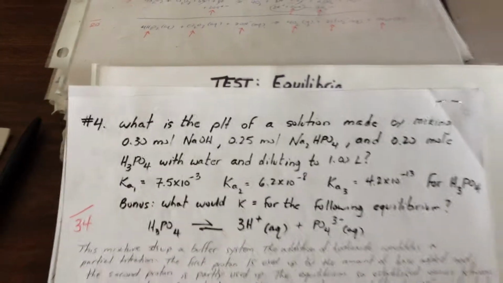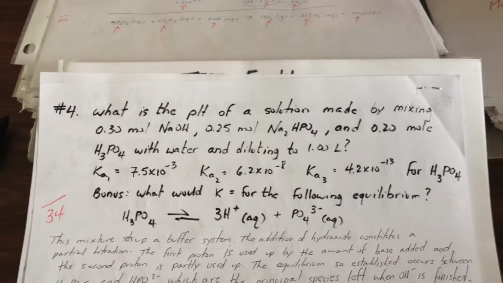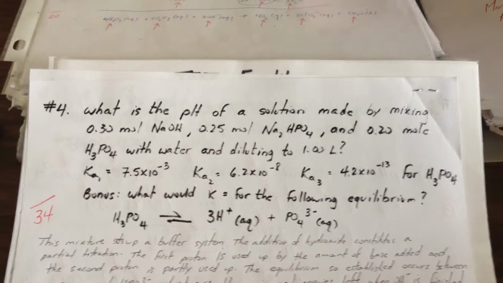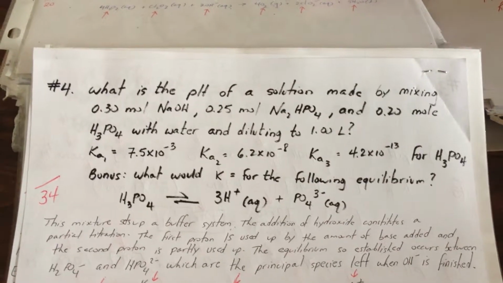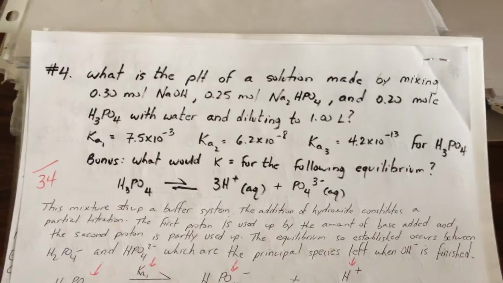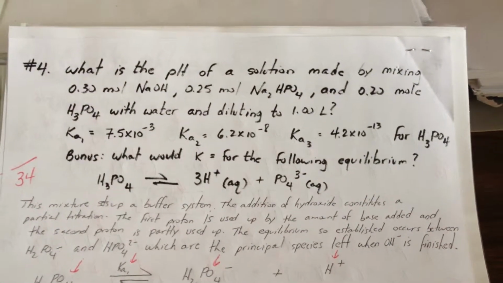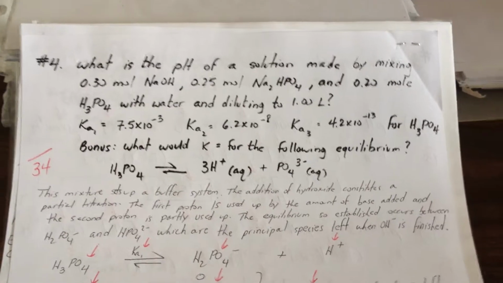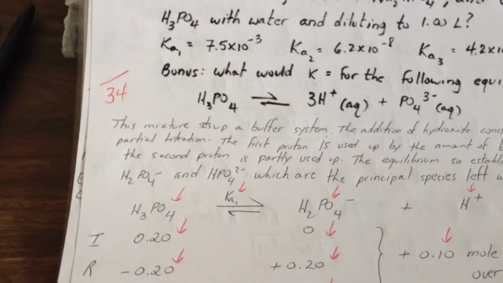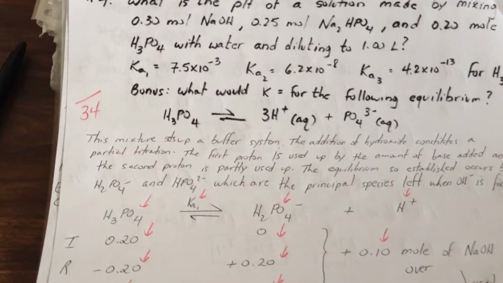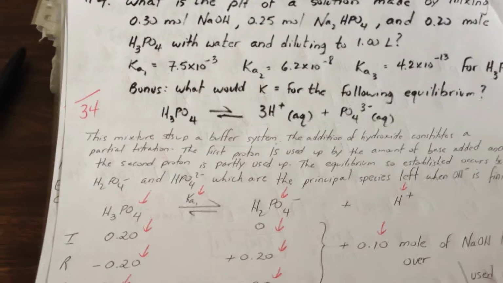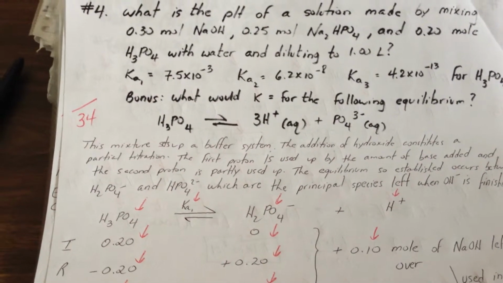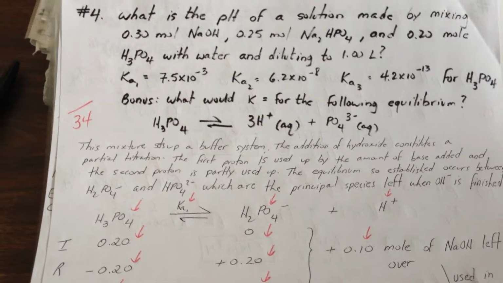Last question, number 4. It says, what is the pH of a solution made by mixing 0.3 moles of NaOH, 0.25 moles of disodium monohydrogen phosphate, and 0.2 moles of phosphoric acid with water and diluting it to 1 liter? And I supplied the Ka values for the 3 dissociations of the phosphoric acid. And I comment here that this mixture sets up a buffer system. The addition of hydroxide constitutes a partial titration. The first proton is used up by the amount of base added, and the second proton is partly used up.